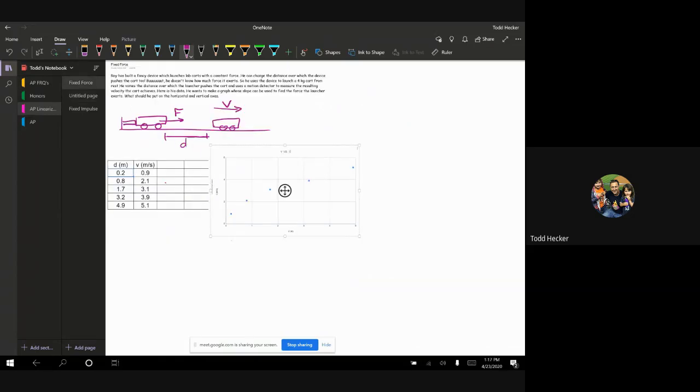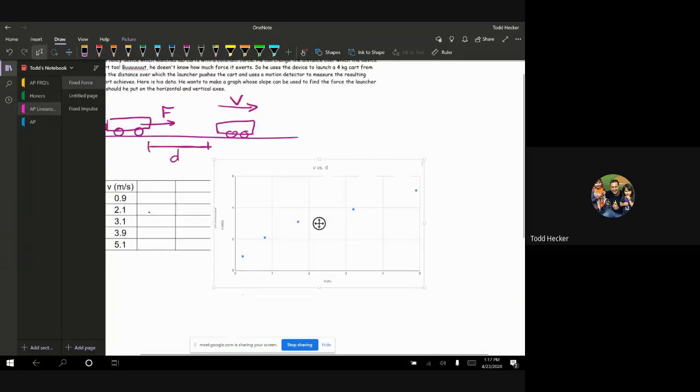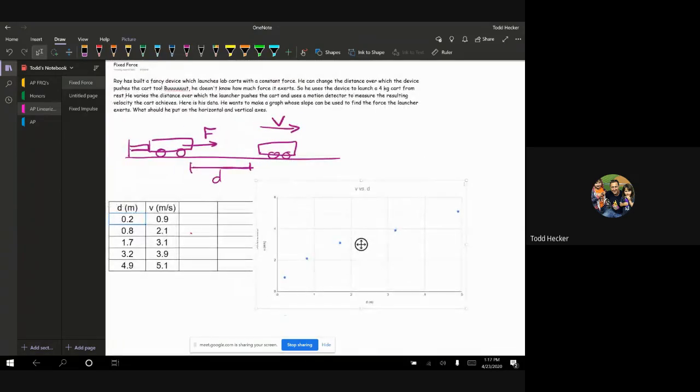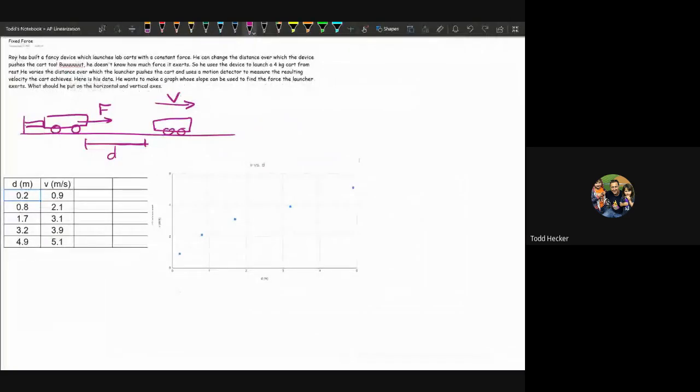So I put together this example. I'm actually pretty happy with it. I think it's a fairly good example of the type of thing that you will need to do in these problems. So Roy has built a fancy device which launches lab carts with a constant force from rest. It says he can change the distance d over which the device pushes the cart.